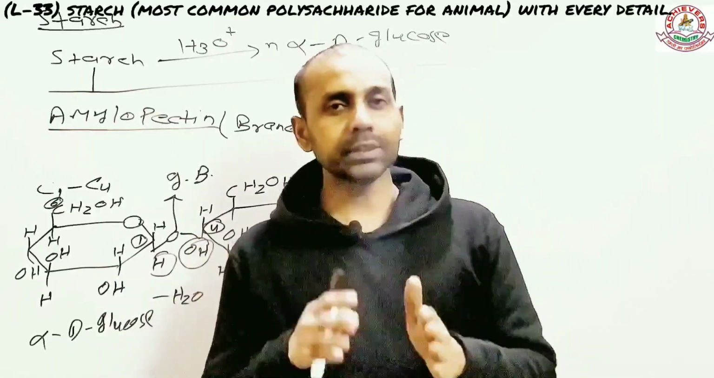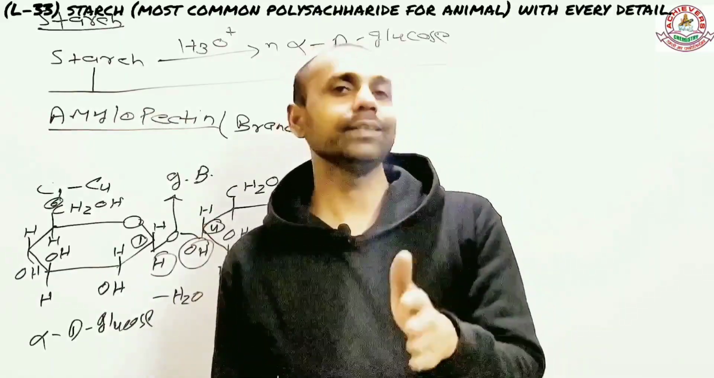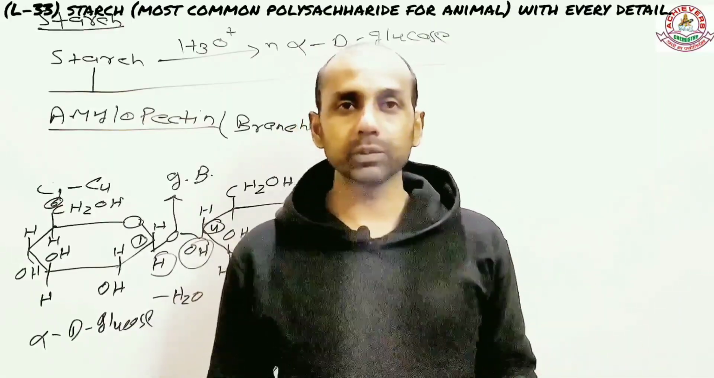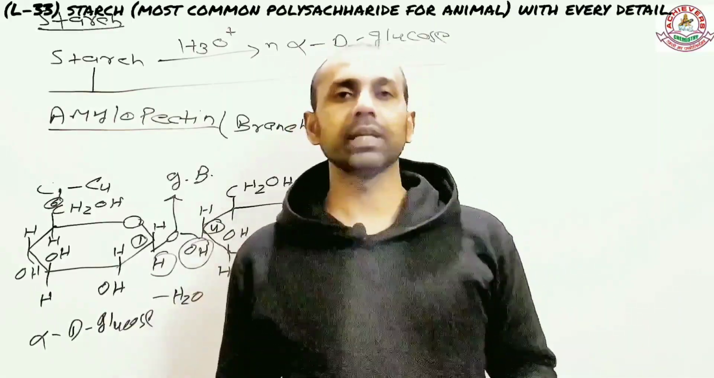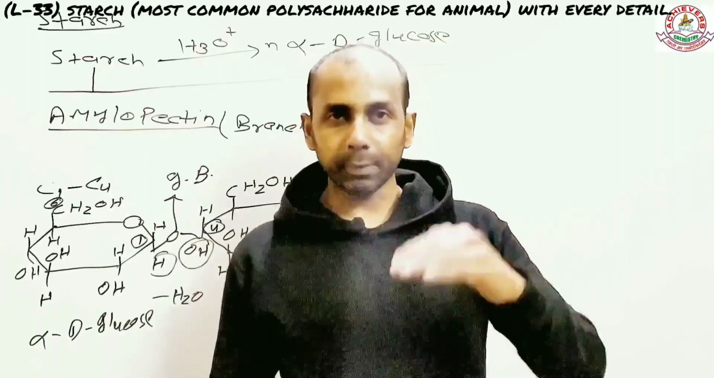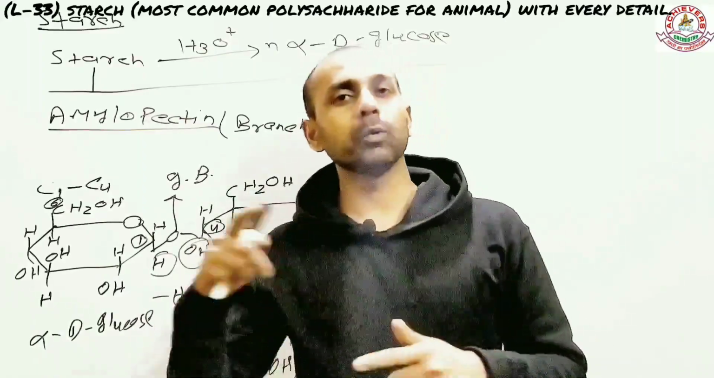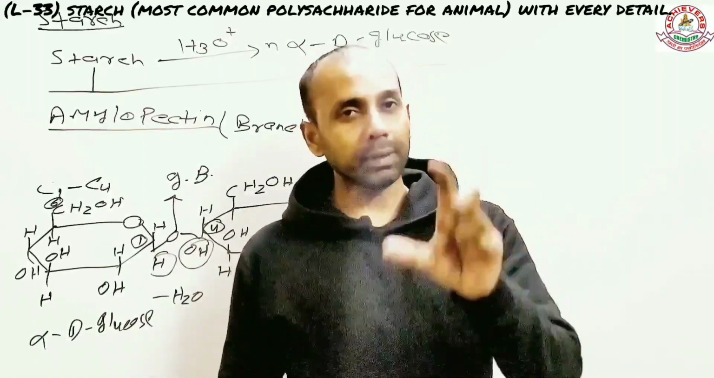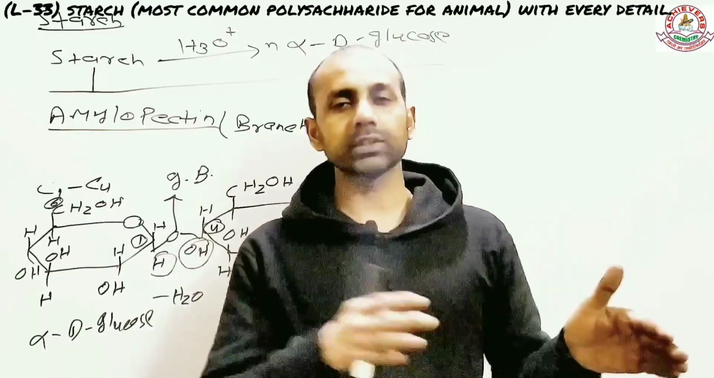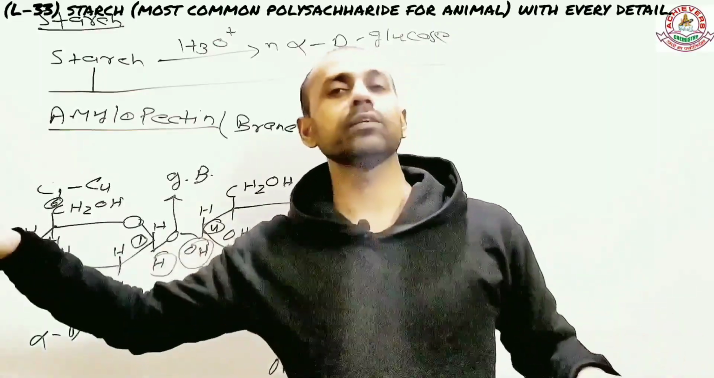But the starch is divided into two units. One unit is only 15% and it's called amylose. The other unit is about 85% and it's called amylopectin. Amylose is water soluble, however amylopectin is water insoluble. Amylose is having only a bond between the first and fourth carbon, so it's just a straight chain polymer.